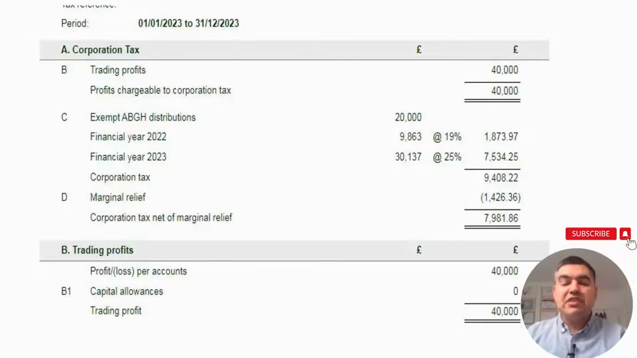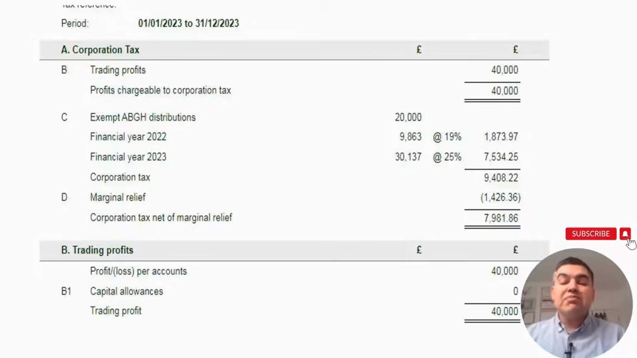In the absence of dividend, the exempt ABGH distribution, meaning dividend, then the company would be just subject to corporation tax of 19% because the taxable profit is less than 50,000. However, when you add the dividend, you will find out the augmented profit. So in this case, the augmented profit is 60,000.